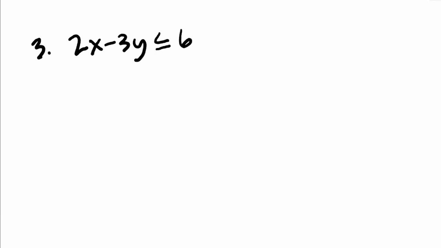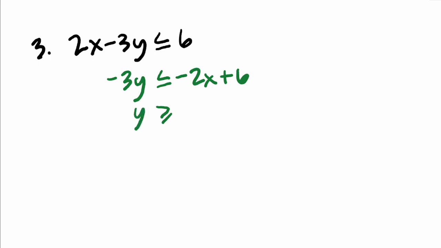And so I'm going to start by subtracting 2x from both sides. And I'll have negative 3y is less than or equal to negative 2x plus 6. And then I'm going to divide both sides by negative 3, which is going to switch around the direction of my inequality. When I divide everything by negative 3, I'll have y is greater than or equal to positive 2/3 x plus 6 divided by negative 3, which is minus 2.